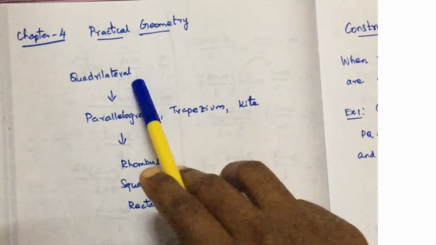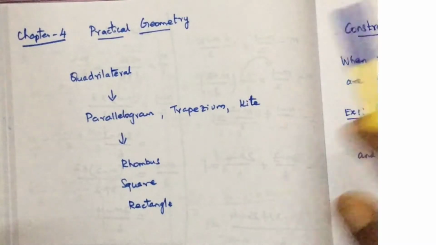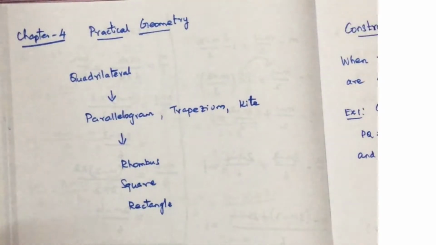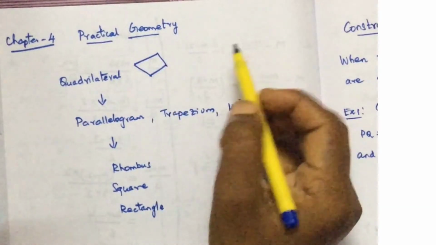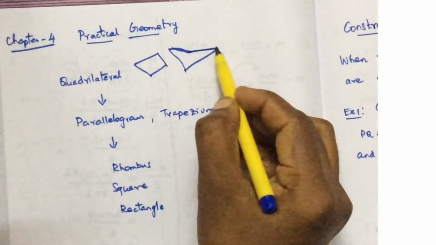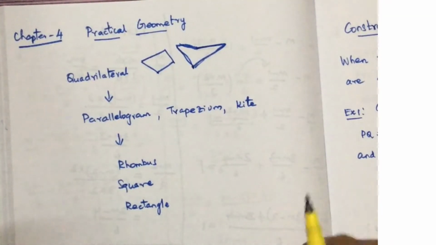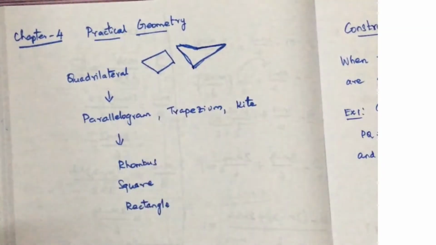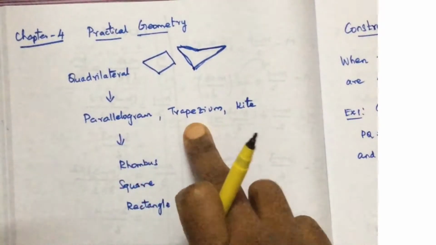So what is the property of a quadrilateral? A quadrilateral is a polygon with four sides. Any polygon with four sides can be called a quadrilateral. 1, 2, 3, 4. Then parallelogram, trapezium and kite.